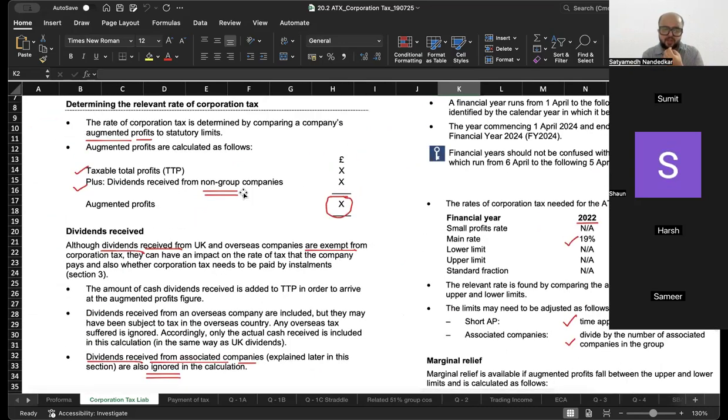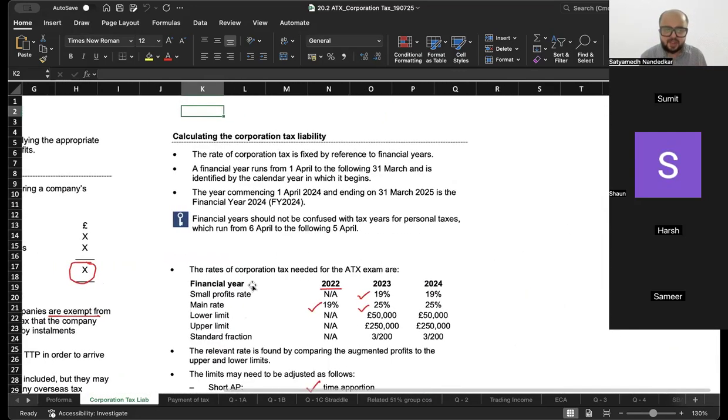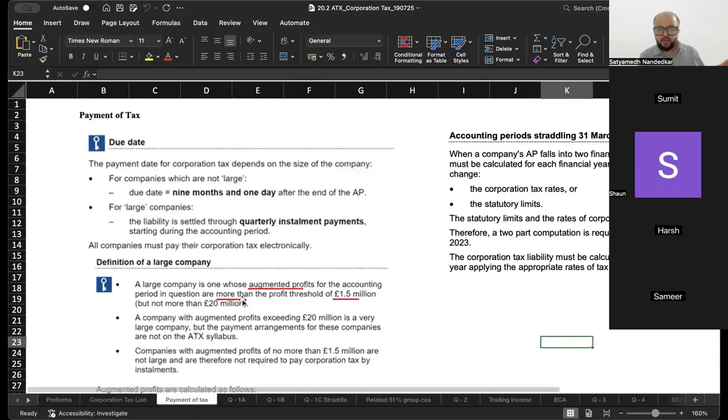When you are doing this, dividends received from non-group companies, dividends received from UK companies and overseas companies are exempt from corporate tax. But when you are calculating the augmented profit, you should include that particular amount. Then dividend received from associate companies are also ignored in this calculation. Dividend received from an overseas company is included. And if they have been subjected to tax in the other country, then you will have to gross it up accordingly. ठीक है. अब due date of payment of tax for companies which are not large, due date is 9 months and 1 day after the end of the accounting period. ठीक है. And for large companies, the liability is settled through quarterly installment payments.